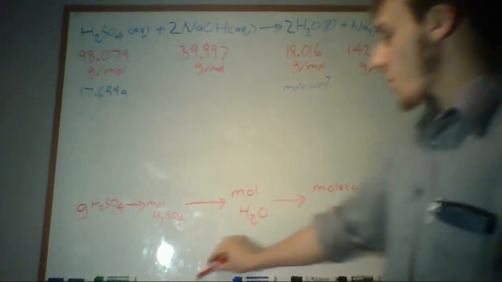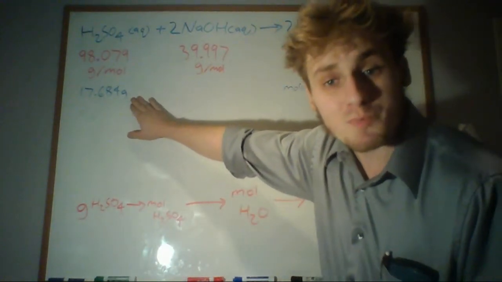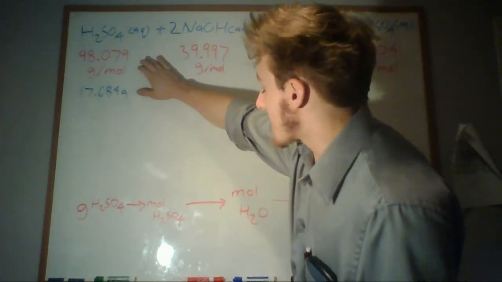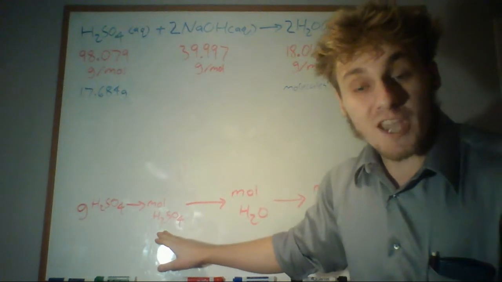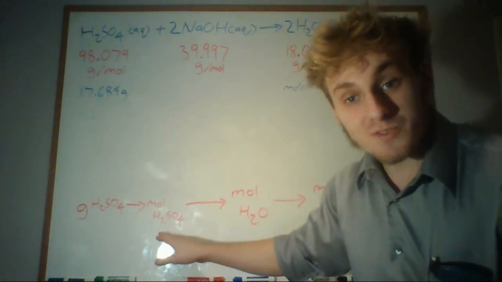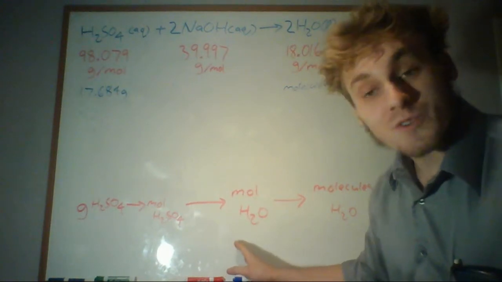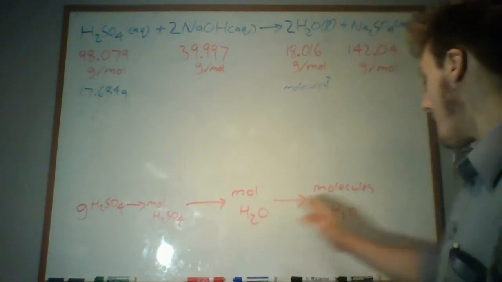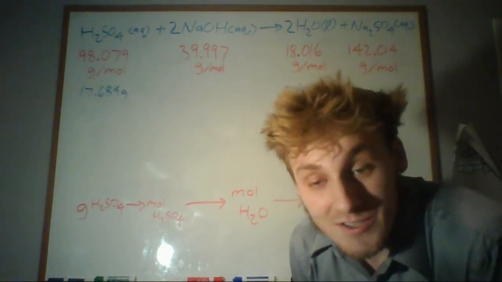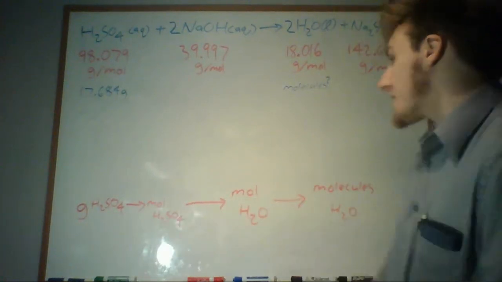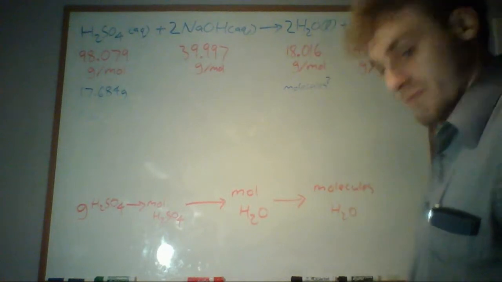Alright, so we're going to start out with the grams of sulfuric acid, and we're going to use the molar mass of sulfuric acid to convert to moles of sulfuric acid. Then we'll use reaction stoichiometry to go from moles of sulfuric acid to moles of water. Once we're in terms of moles of water, we can go to molecules of water using Avogadro's number. So, now that we have this arrow plan sketched out, why don't we go ahead and give this problem a go.